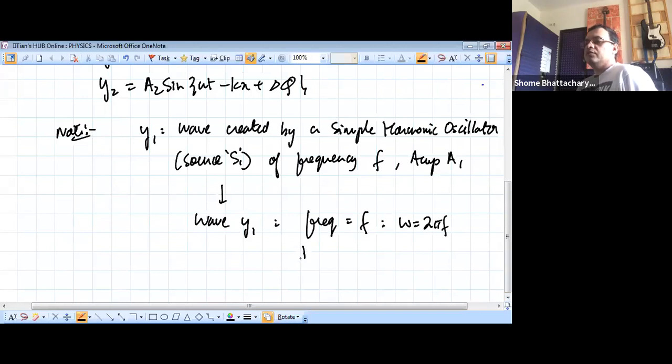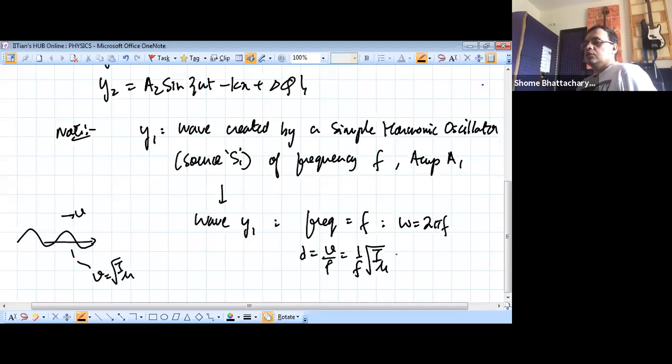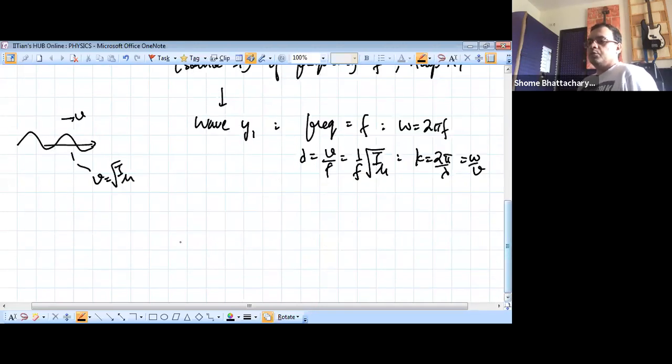And accordingly, it has a wavelength of v by f, or 1 by f square root T by mu, because it's propagating along a certain string which has the property of square root T by mu. So it has a k which is accordingly 2 pi by lambda or omega by v, because v is equal to omega by k. So that's the property. And similarly, the other equation y2 equal to A2 sine omega t minus kx plus some phase difference.